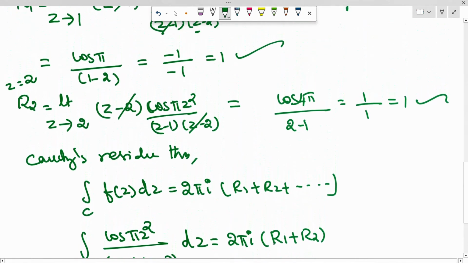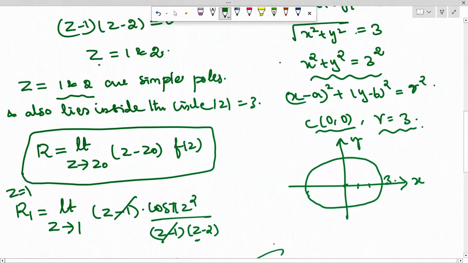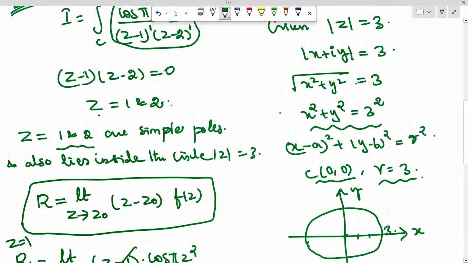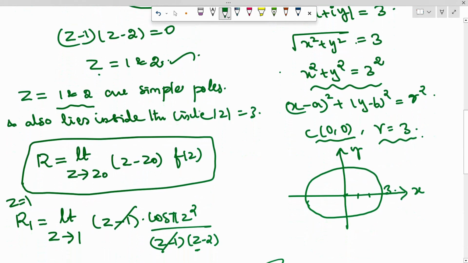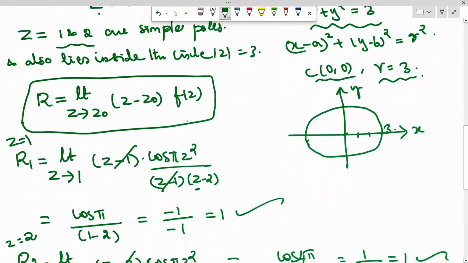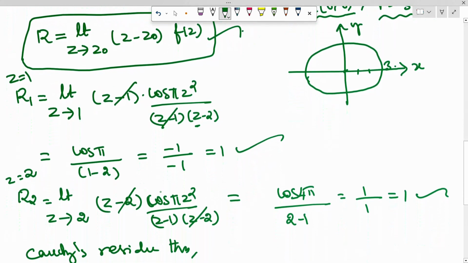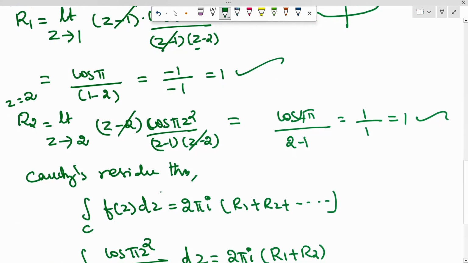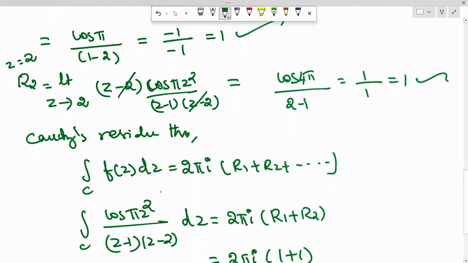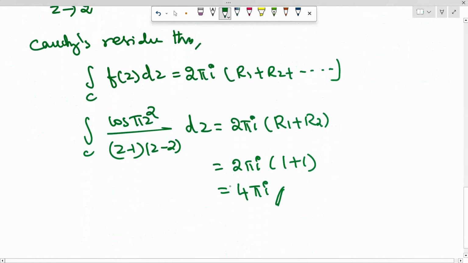Okay. In step 1, find the poles. In this problem, we get two poles, and then check with the given contour whether they lie inside or outside of it. In this problem, both poles lie inside the given contour. That's why, using the simple pole residue formula, we can find the residue for both poles, R1 and R2, and then with the help of Cauchy's residue theorem, we can write the final answer.